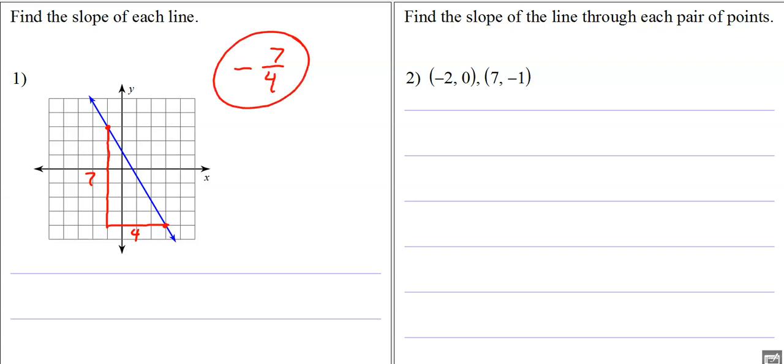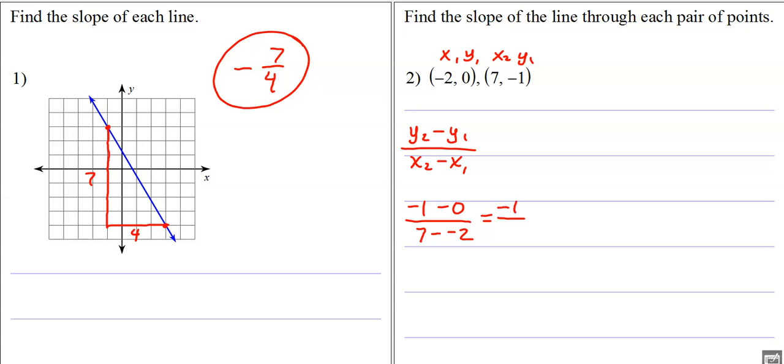Number two, when you're given 2 points. One thing you could do is draw them on graph paper, which is kind of time consuming. A faster way using algebra is the slope equation, y2 minus y1 over x2 minus x1. This is your first ordered pair, this is your second ordered pair. So you would have -1 minus 0 over 7 minus -2, which gives me an answer of -1 over 9. And the negative you just bring out to the front, and it would be -1/9.